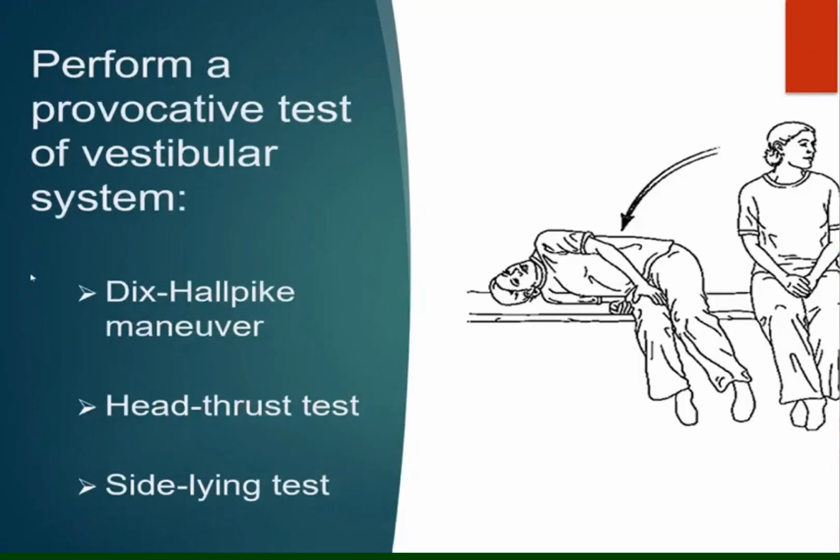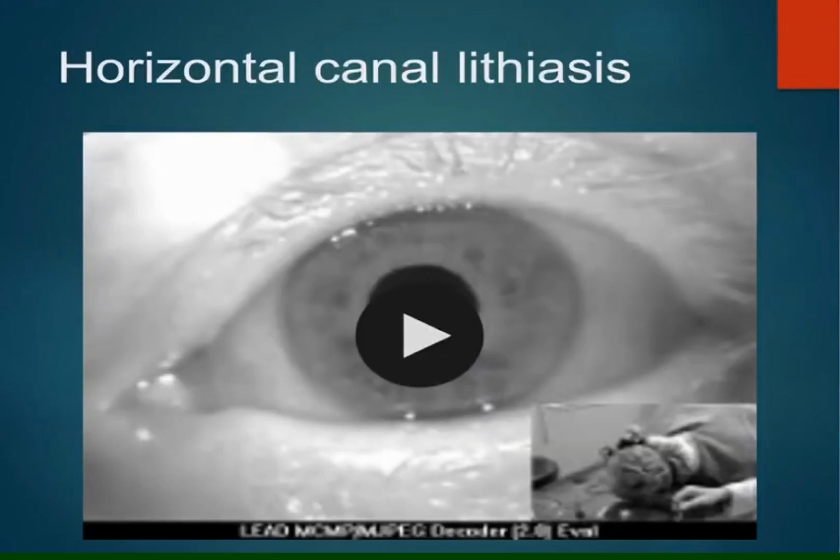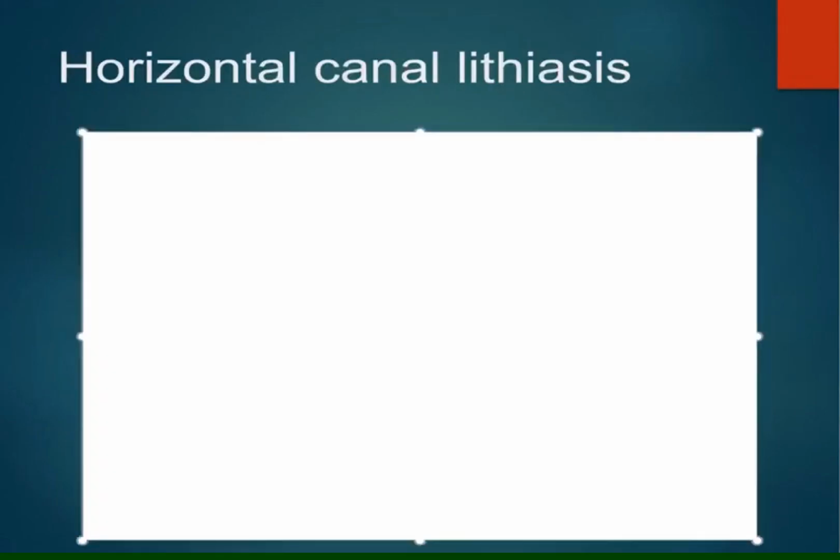So some of the provocative tests for the vestibular system are listed here. In the picture here, this is the sideline test where the individual has their head turned, and it's somewhat like a Dix-Hallpike maneuver, where you're trying to get different angles on the semicircular canals, that are vertical, horizontal. So let's see if we can get this video to work.